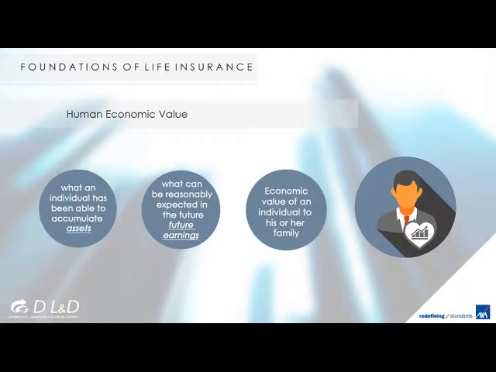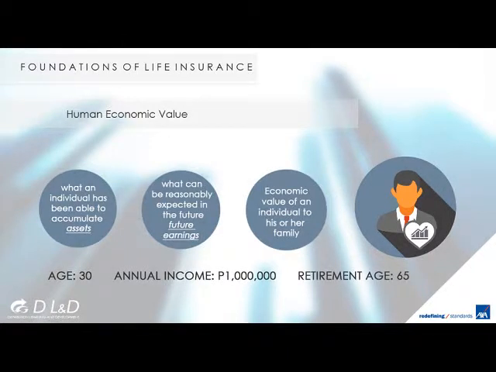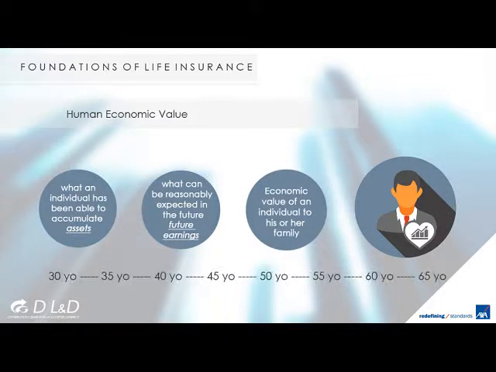And to determine human economic value, take this example. A person is presently 30 years old. He earns 1 million annually. If the retirement age is at 65, this person's human economic value is computed this way. Count the number of years from current age to retirement age. Multiply annual income by the number of years before retirement. The result is this person's human economic value.